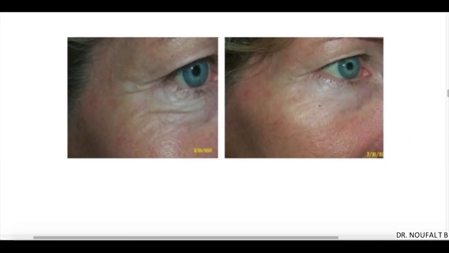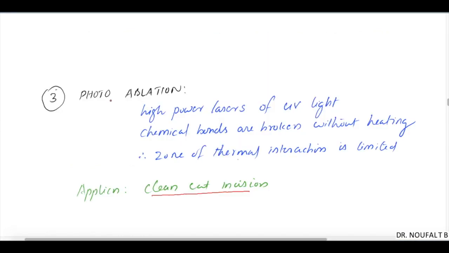Here you can see the image of a patient who underwent laser skin resurfacing. The wrinkles in the lower eyelid are completely removed by the photovaporization property of the laser. Next tissue interaction is photoablation.